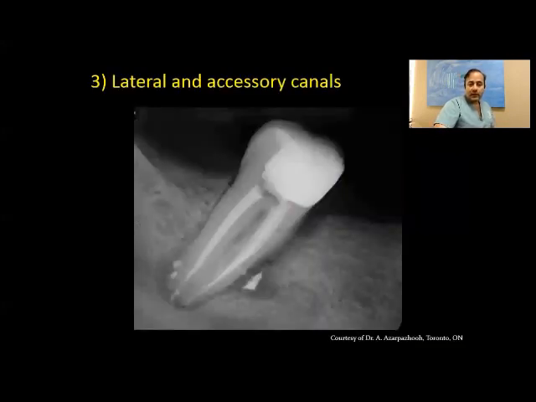The next could be the lateral and the accessory canals. And as you can see here in the slide, we are talking about a direct pathway again that can contain the connective tissue and the blood vessels between the circulatory system of the pulp and the periodontium. And in fact, it's estimated that 30 to 40% of the teeth would have the lateral or the accessory canals.